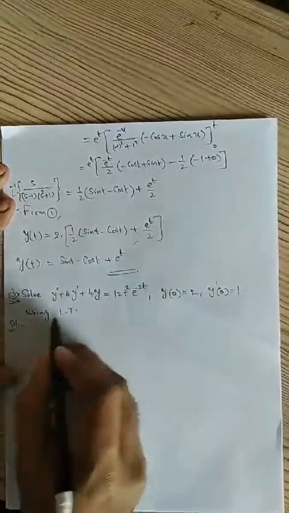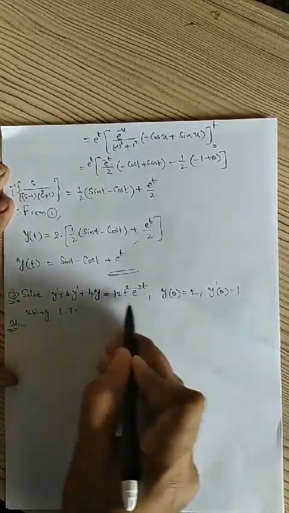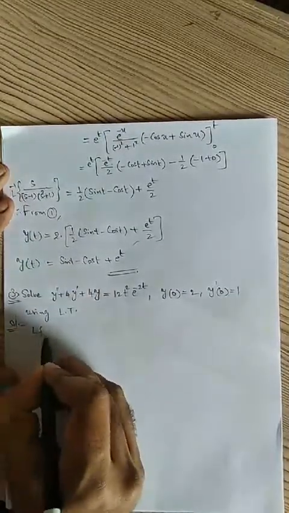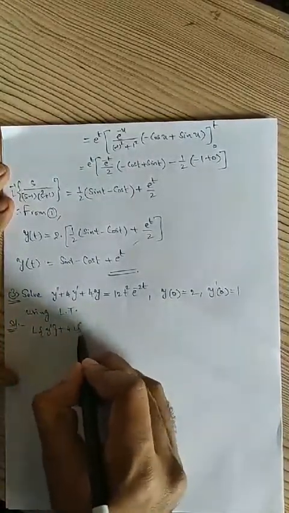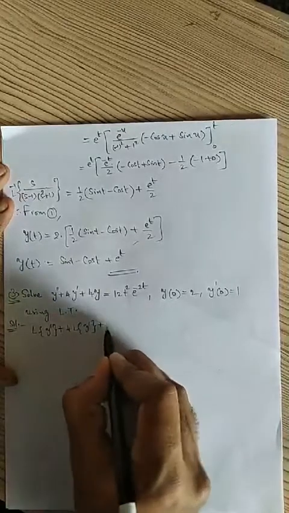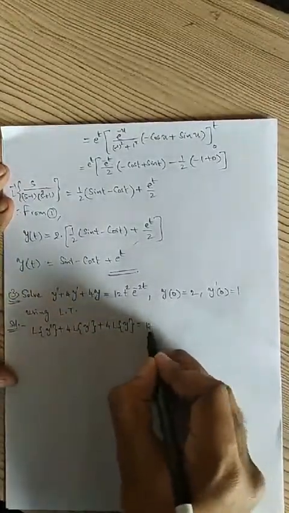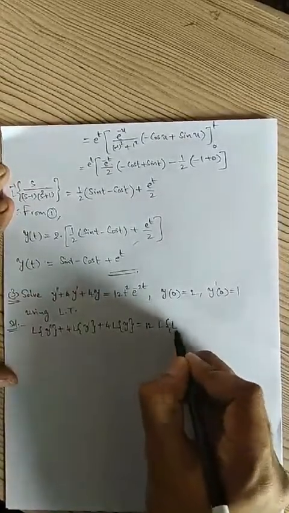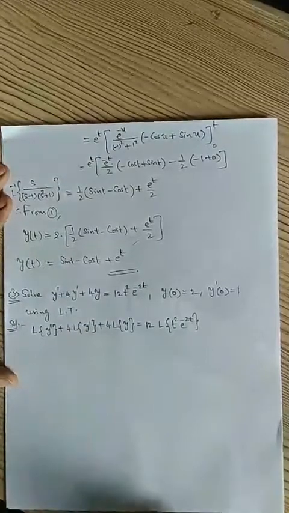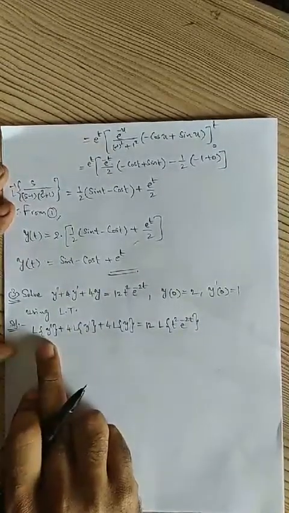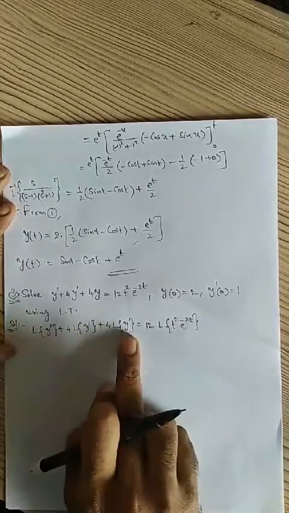So apply Laplace transform on the given equation. Now I am applying the Laplace transform on the given equation. So what will happen? Laplace transform of y double dash plus 4 into Laplace transform of y dash plus 4 into Laplace transform of y equals 12, which is a constant, into Laplace transform of t square into e power minus 2t. Right? Laplace transform of y double dash, we know how to write this. Laplace transform of y dash, we know how to write this. Laplace transform of y as it is.